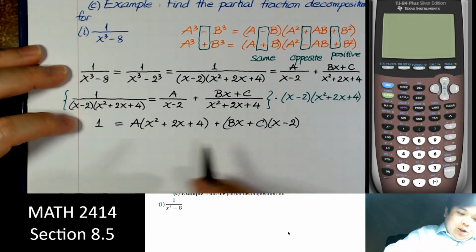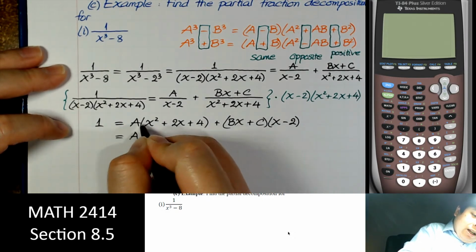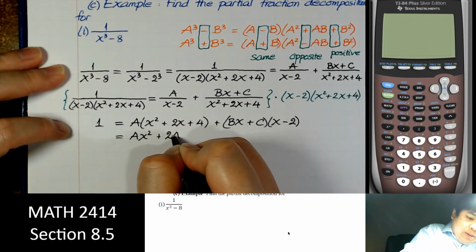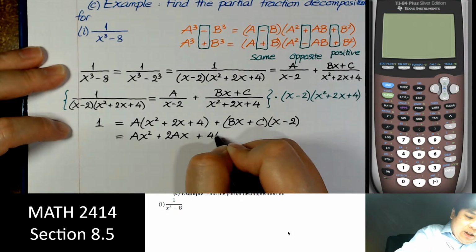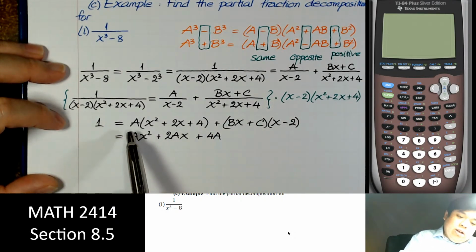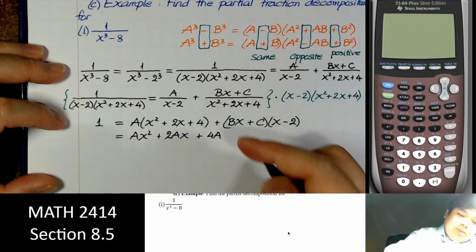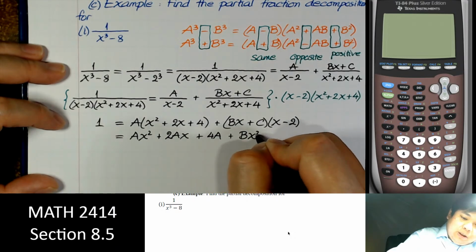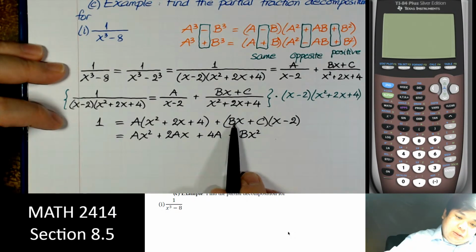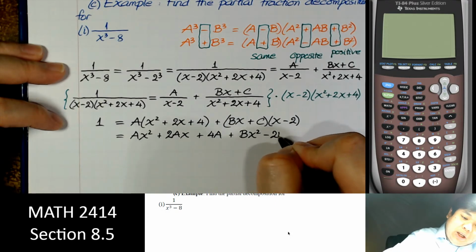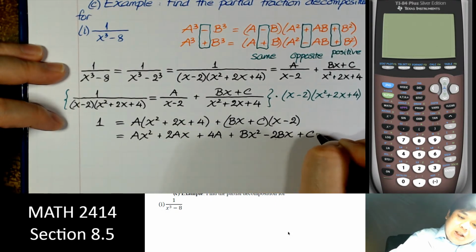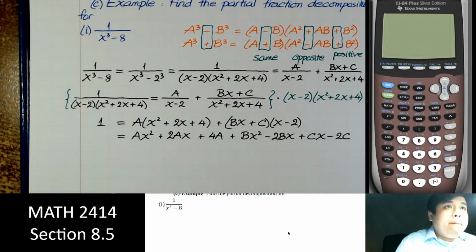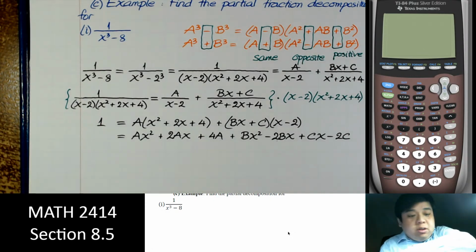Alright. So multiply it out. Ax squared plus 2ax plus 4a, plus bx squared minus 2bx plus cx minus 2c. Right? Then we just combine like terms.